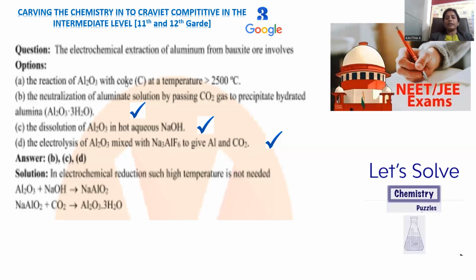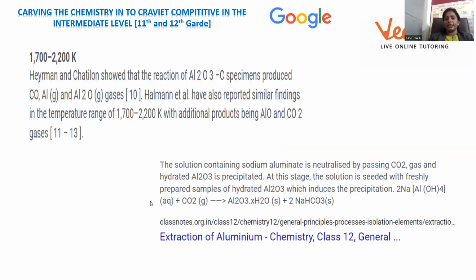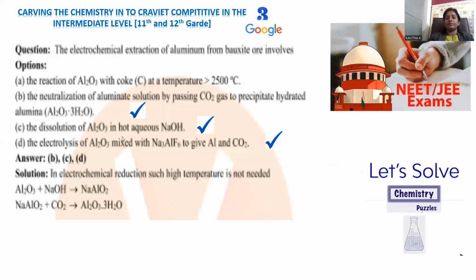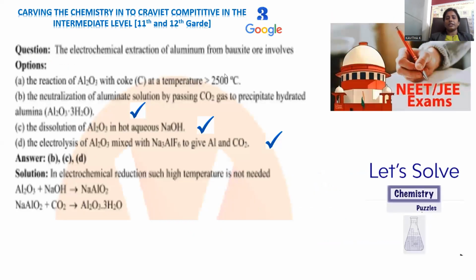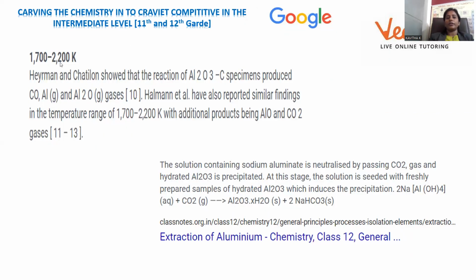When alumina is reacted with coke, they are saying we have to maintain the temperature at 2500 degrees centigrade, but it is not true. We need to maintain the temperature at 1700 to 2200 Kelvin. They are saying centigrade, but on the Kelvin scale, 1700 to 2200 is sufficient. So that's the reason why this is not correct. 2500 is not in the range of 1700 to 2200.